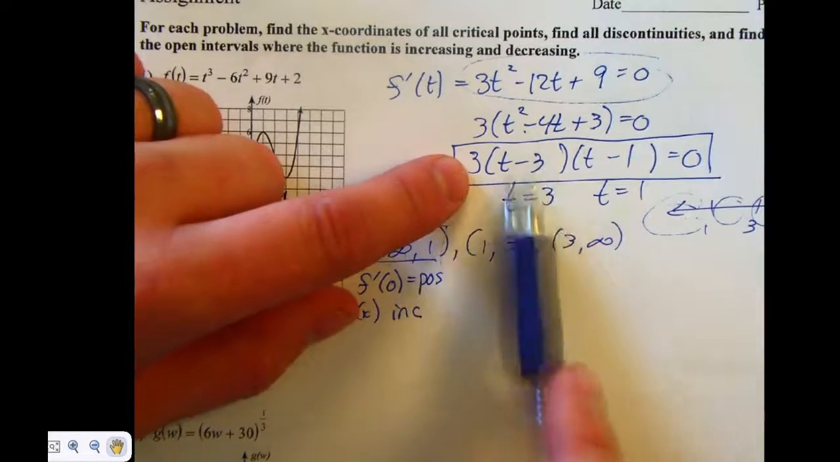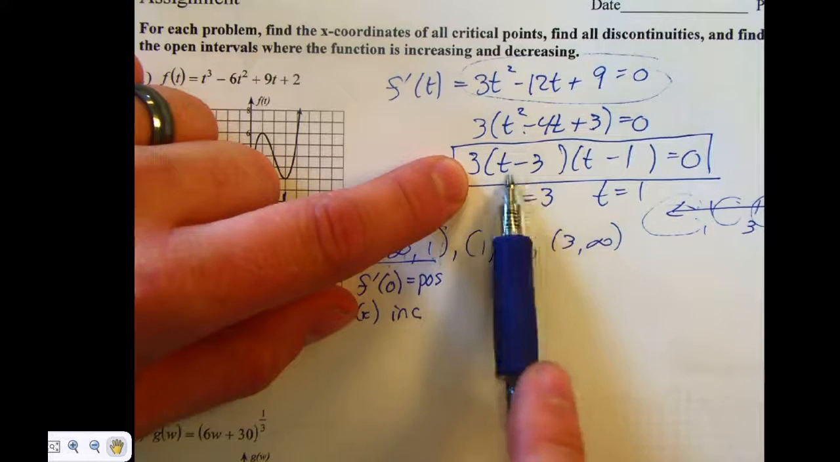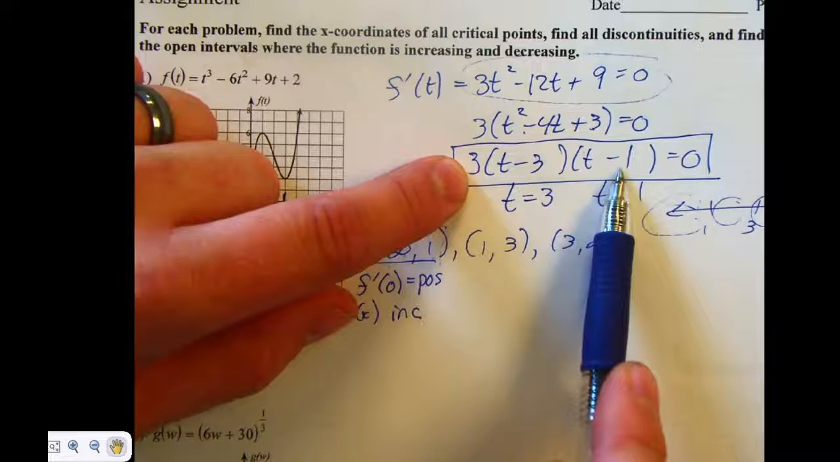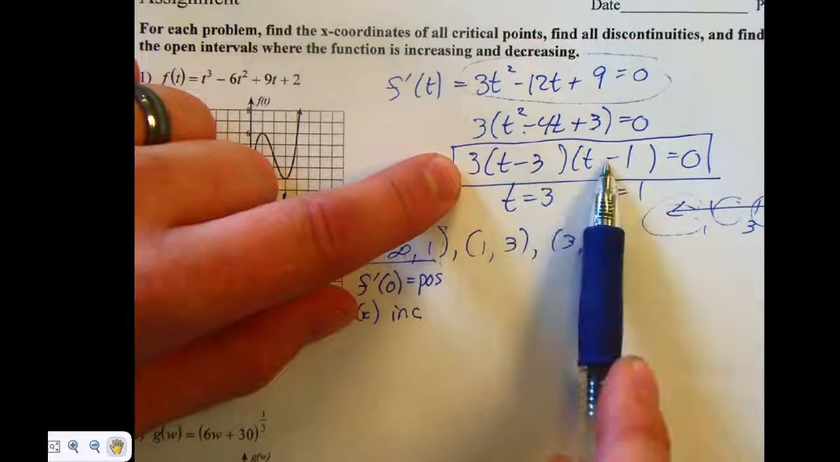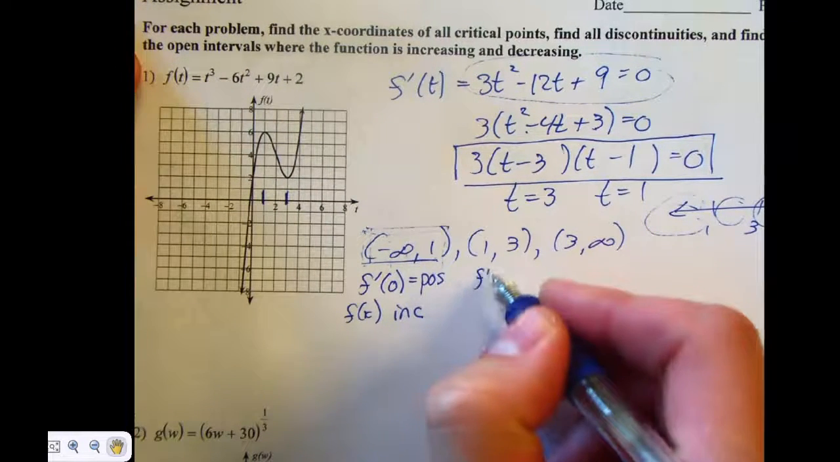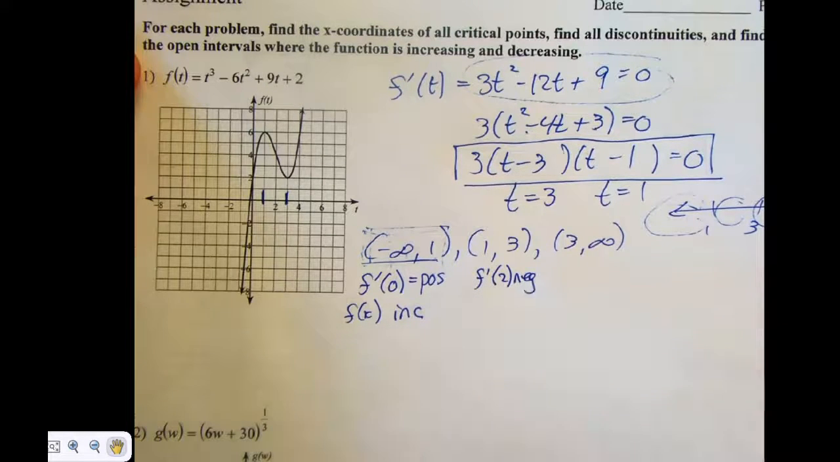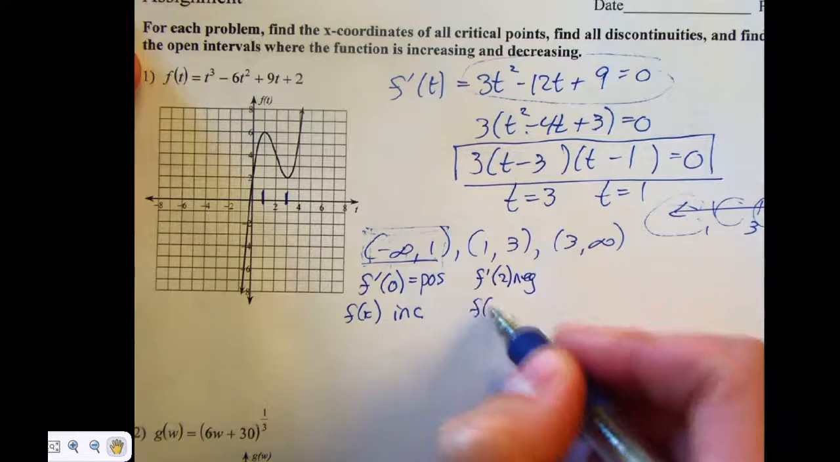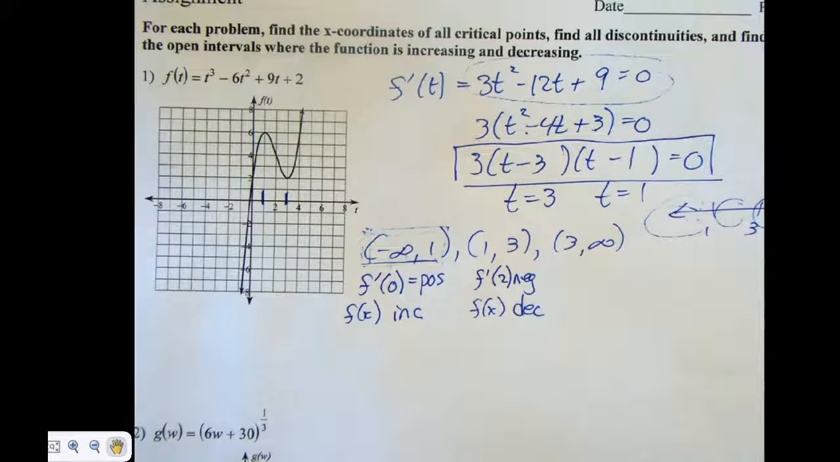So 2 minus 3, positive or negative? Negative. 2 minus 1, positive or negative? Positive. So I got a positive times a negative times a positive. What's that? Negative. So f prime of 2 is negative, which means f of x is decreasing. Do the last one.